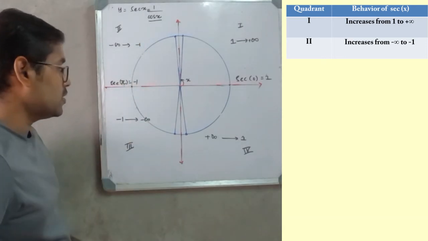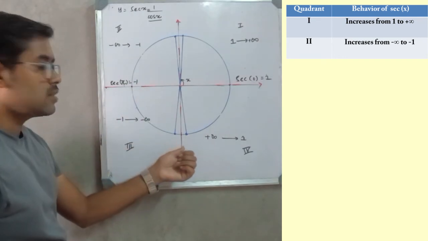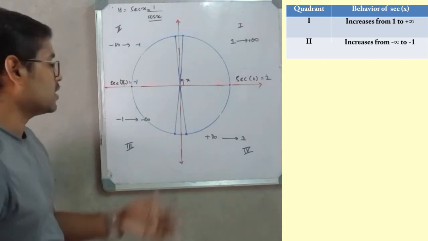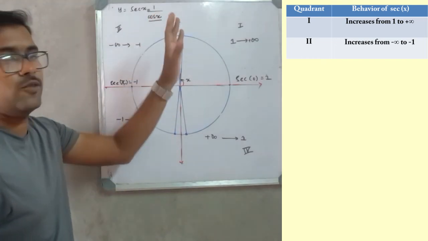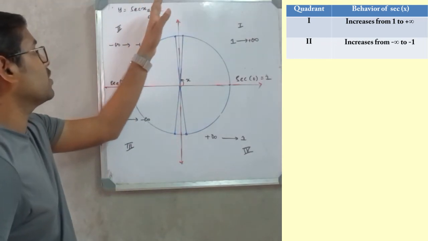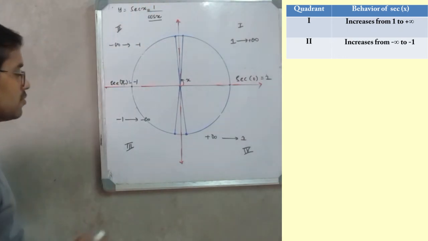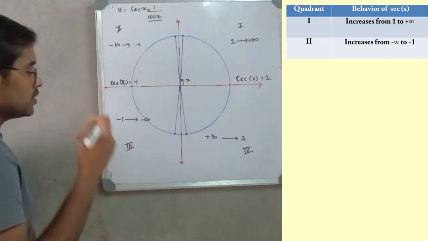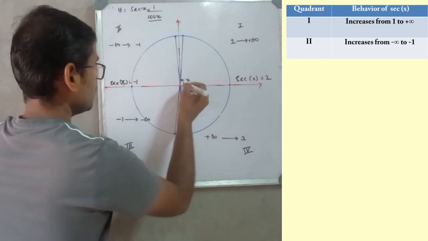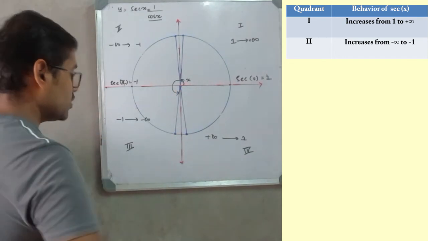Now in the third quadrant, we have sec pi is minus 1 and sec 3 pi by 2 is not defined. Sec 3 pi by 2 is not defined because cos 3 pi by 2 is 0 and sec 3 pi by 2 will be 1 by 0. Now for that, again we will choose an angle which is very close to 3 pi by 2 and is in the third quadrant.